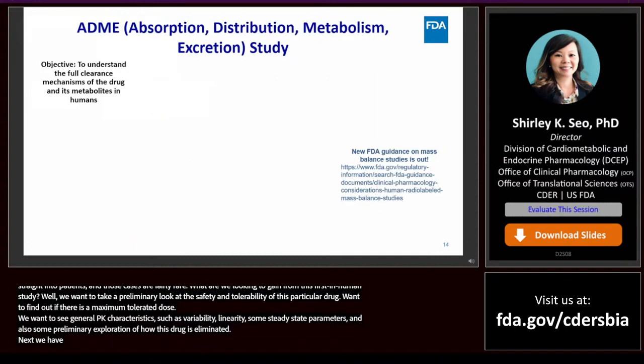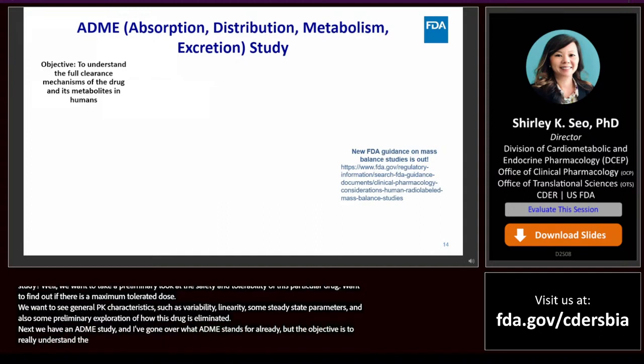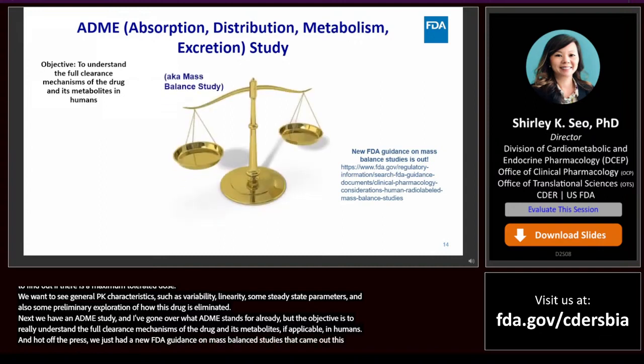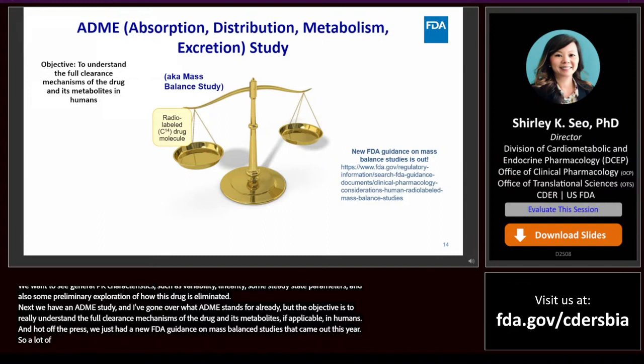Next, we have an ADME study, and I've gone over what ADME stands for already, but the objective is to really understand the full clearance mechanisms of the drug and its metabolites, if applicable, in humans. And hot off the press, we just had a new FDA guidance on mass balance studies that came out this year. So a lot of times an ADME study is called a mass balance study.